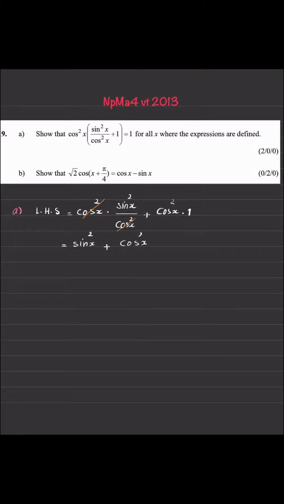And this is the most famous trigonometric equation or identity. Sine of an angle x squared plus cosine of the same angle squared is always equal to 1. And that is equal to the right hand side.